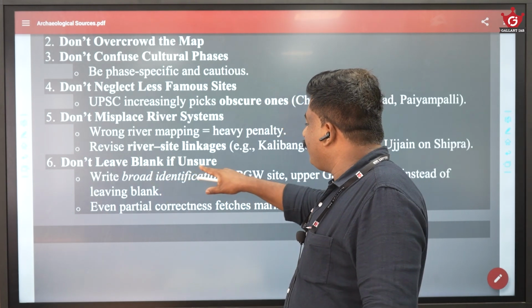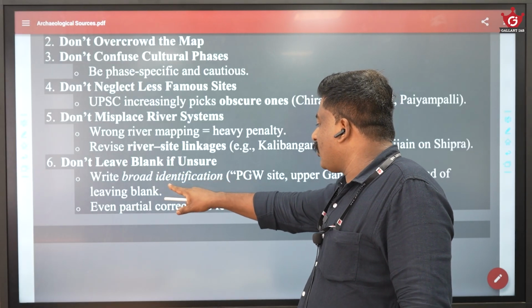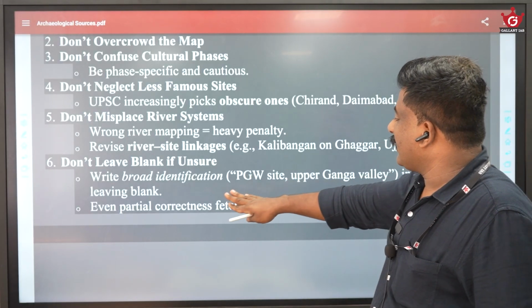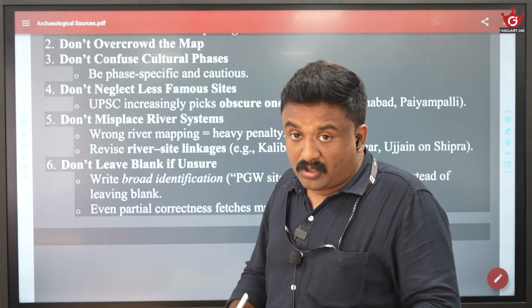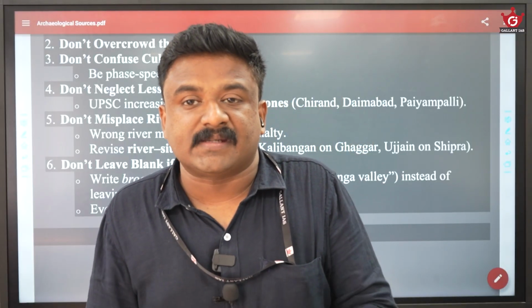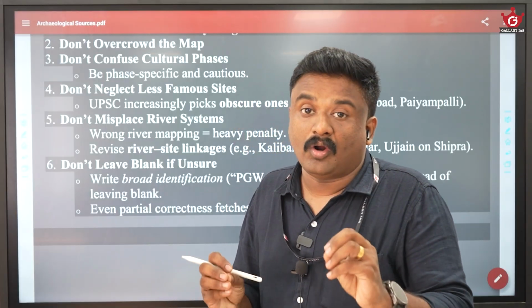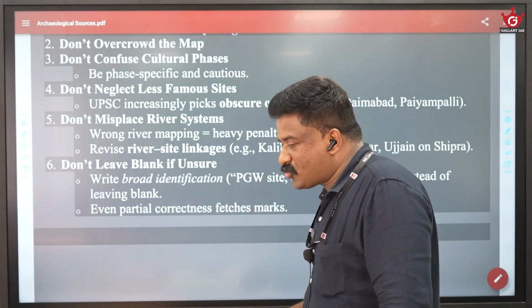Then see, don't leave blank if unsure. Write broad identification, PGW site, Upper Ganga Valley, instead of leaving blank. Even partial correct answers fetch marks. That is something, if you are not 100% clear, but still you have an overall idea, just give a general description. That is fine. Don't be too specific with that. So this is the way you can practice mapping part for your history optional.